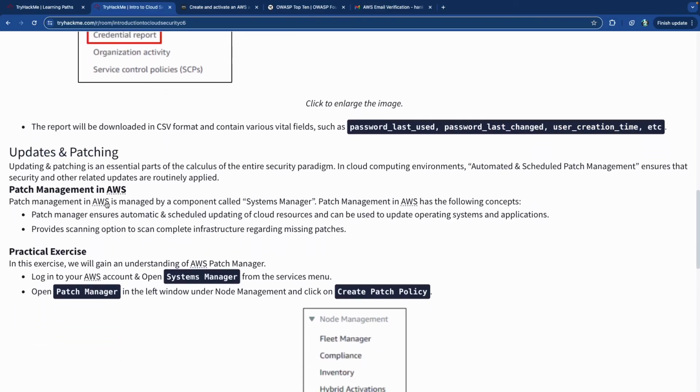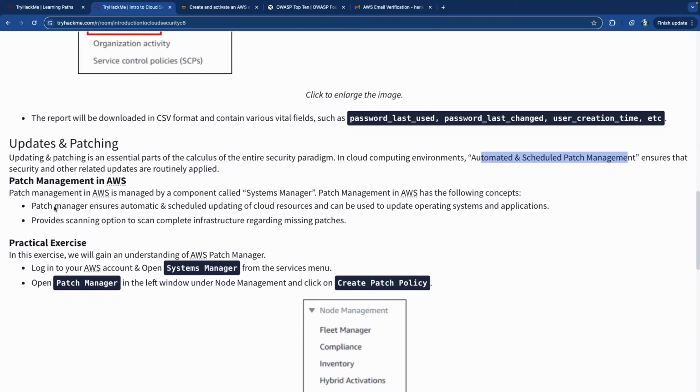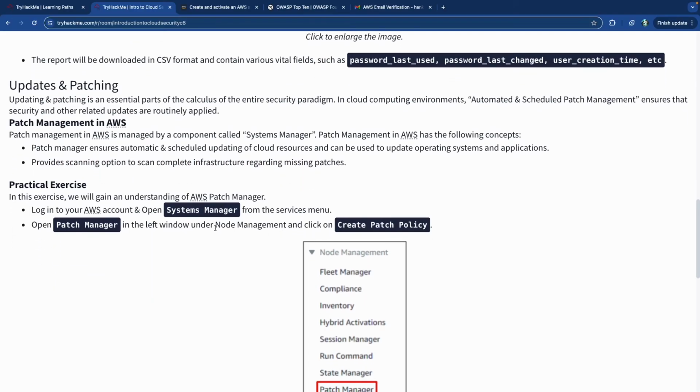Updates and patching. There's something called patch management in AWS, and you can have automated and scheduled patch management. Patch management in AWS is managed by Systems Manager, and it has the following concepts. It ensures automatic and scheduled updating of cloud resources and updates operating systems and their applications. It provides a scanning option to scan the complete infrastructure regarding the missing patches.